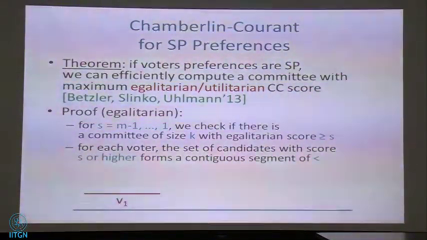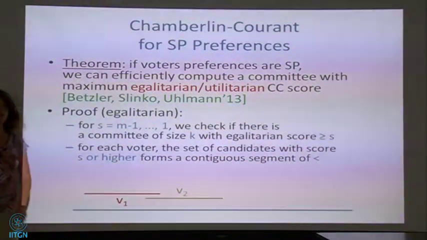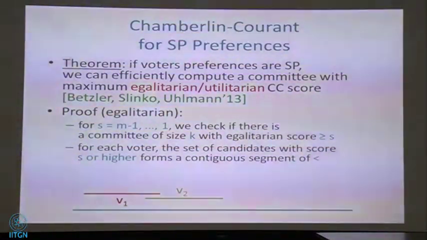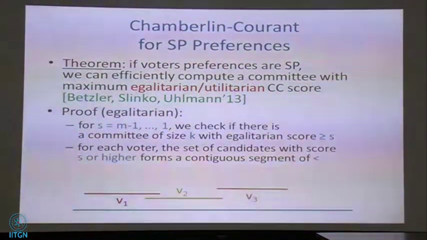So for voter 1, these are the candidates who would give him satisfaction of S or higher, right? For another voter, voter 2, these are the candidates who would give him a satisfaction of S or higher. He doesn't need to have all of them in the committee. It's enough for him to have one, right? So these are the good candidates for voter 1, and if he has one of them in the committee, then his welfare is at least S. For voter 2, it's a different segment. For voter 3, it's a different segment. For voter 4, it's a different segment. Okay, so now we can select K candidates. What does it mean geometrically?